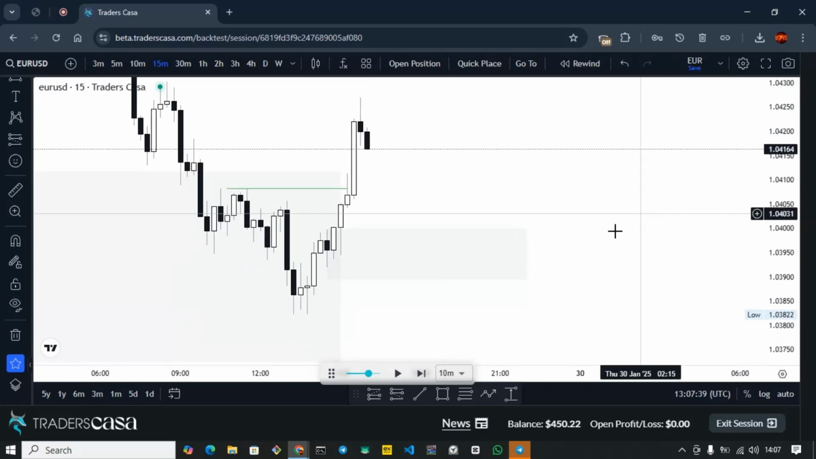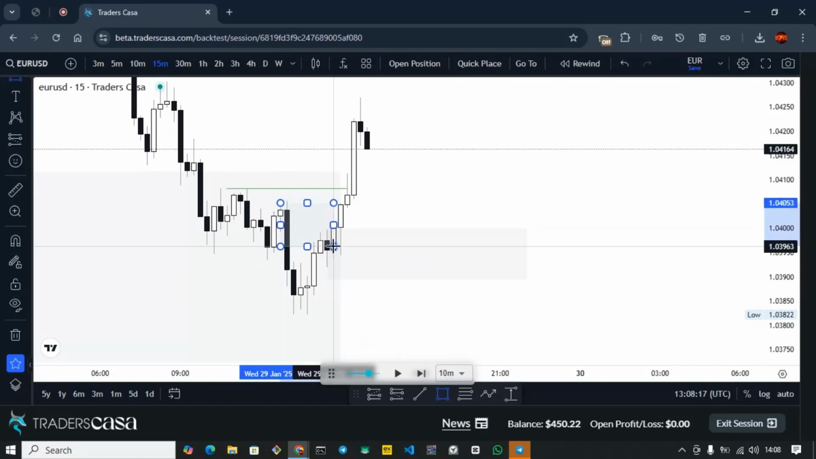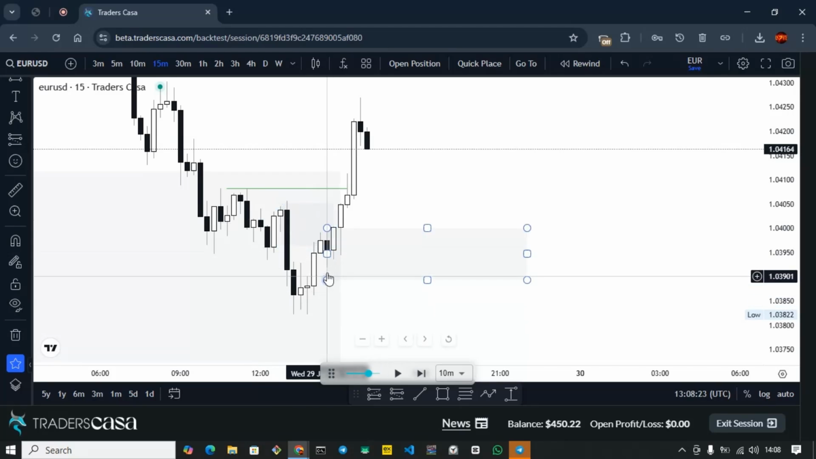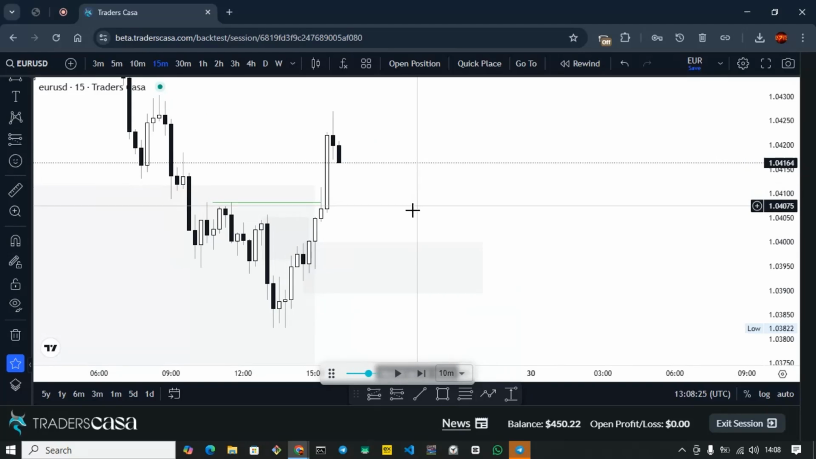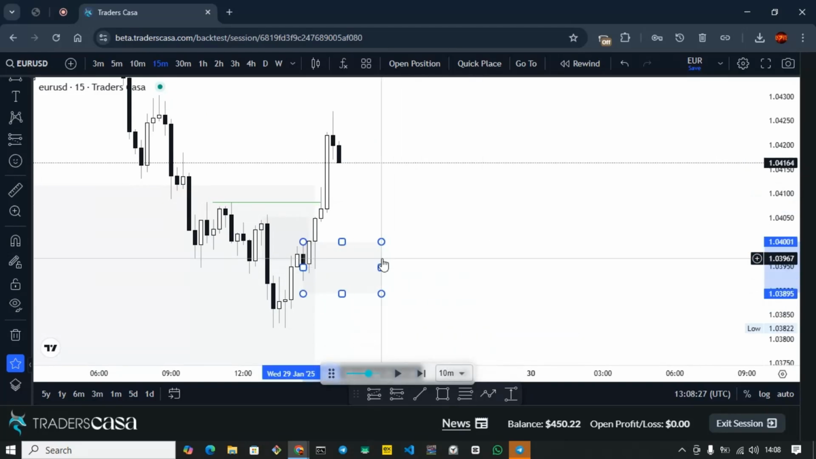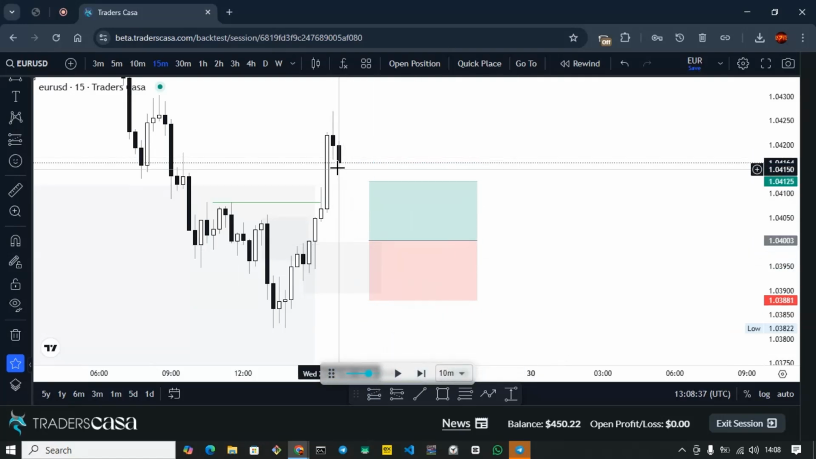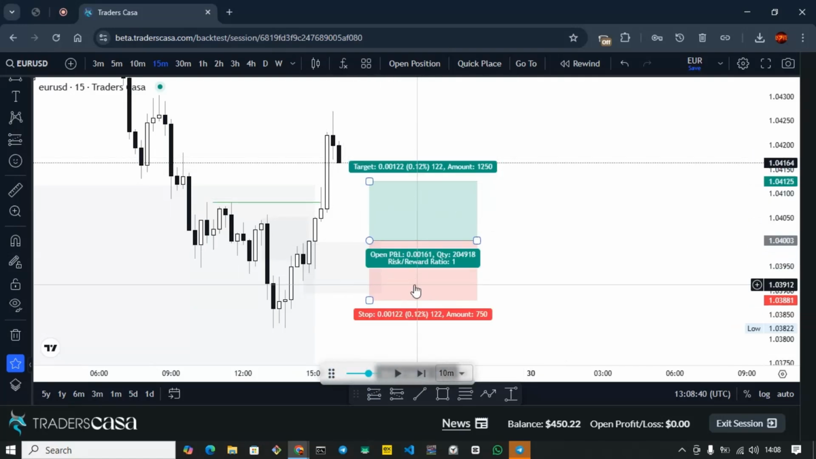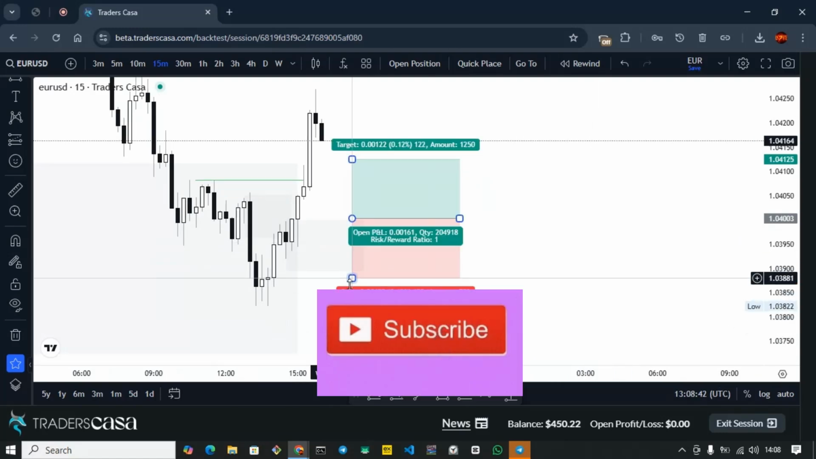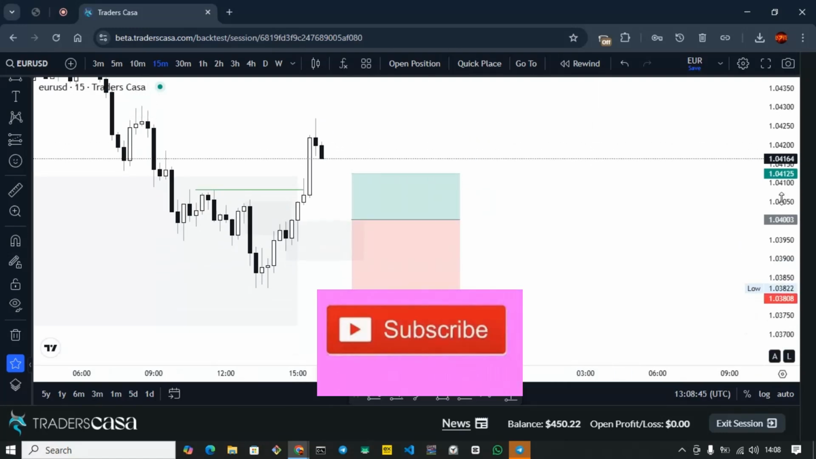You can see this interaction from buyers and sellers. So price tried to sell from this zone but failed and price takes it out. So that would be my POI. In case price should come back to this zone, this is where I'll be taking my buy from. I would still like to see price do some taking of liquidity to confirm that POI. But let's just take this trade.